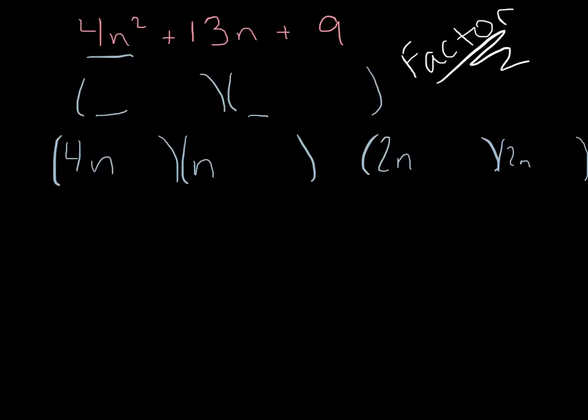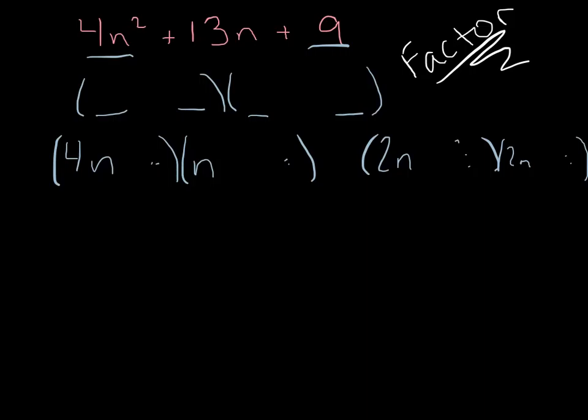or two 2n's. And then to get the 9, it's the two last terms, and the only way to get 9 is 9 times 1. But we don't know if we want a 9 here and a 1 here, or a 1 here and a 9 here. So, we're just going to try it out.